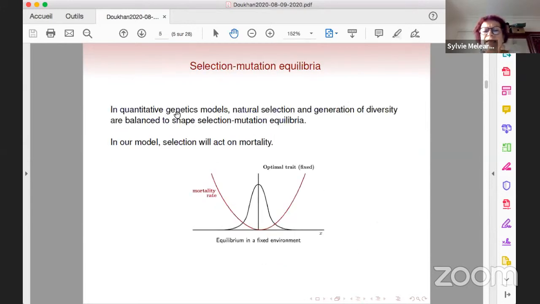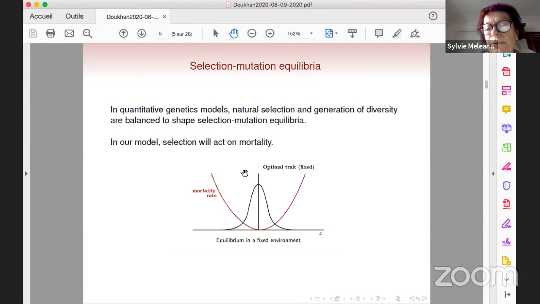So in quantitative genetics models, usually, and we will do that, individuals are characterized by quantitative parameters called traits, which describe or summarize the genetic or phenotypic information. And that is here written, it's this X. And we have some transitory equilibria in evolution if there is a sort of trade-off between the variability, the density of individuals in the population, and the mortality rate.